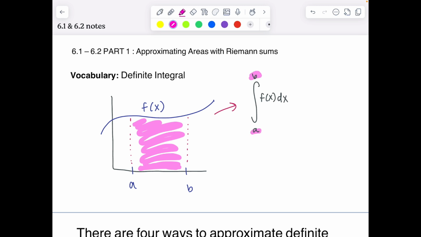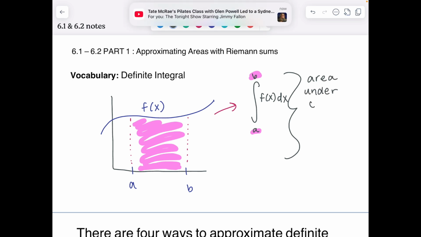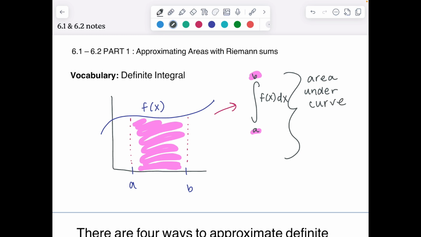So you want to find the area under the curve, and whatever the curve's function is, you put that here, and then you put from a to b here. Essentially, this notation means area under the curve f of x from a to b. Eventually we're going to be able to figure out exactly what the area under the curve from a to b is, depending on the information we're given.